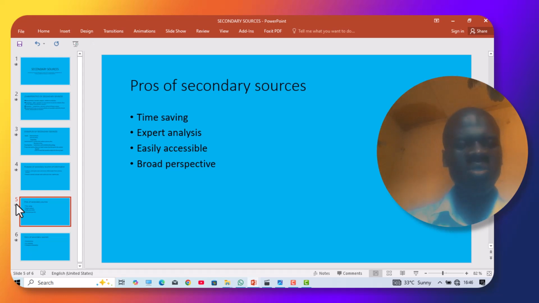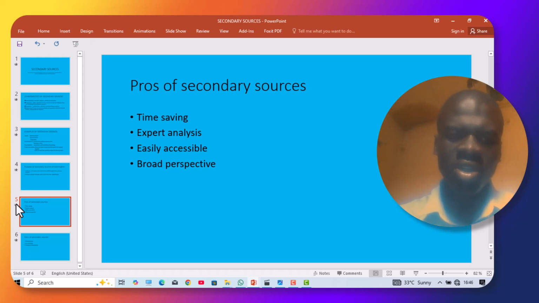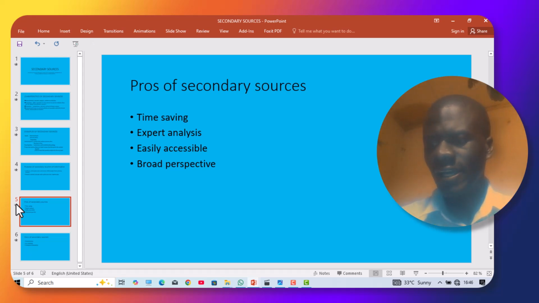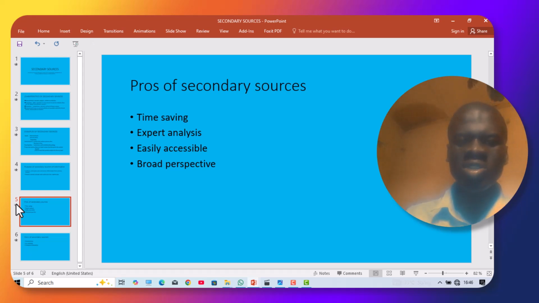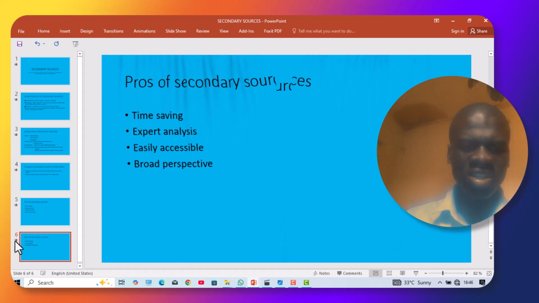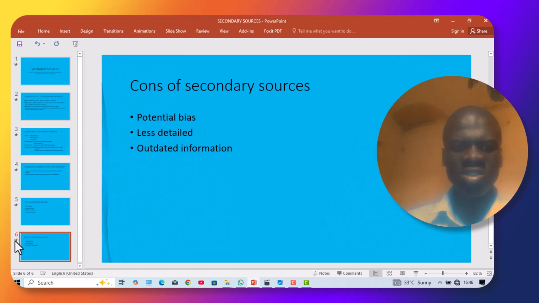Here you can get information in books, articles, and reports, and hence they are easily available. Then broad perspective. They offer a wider context, because multiple primary sources are consulted. Then lastly, the cons of secondary sources of information.